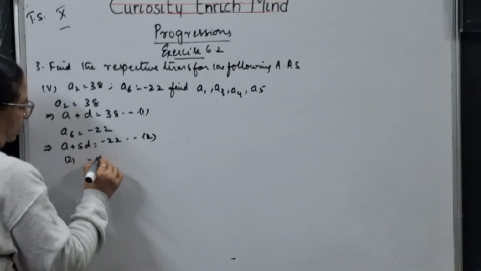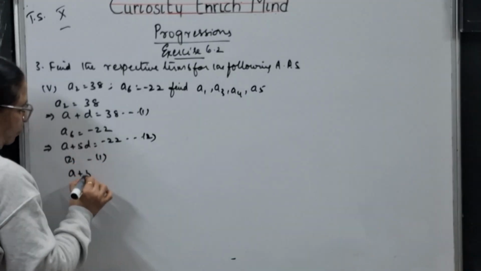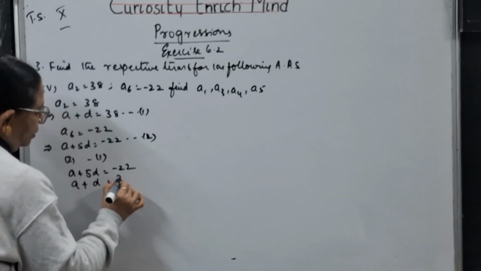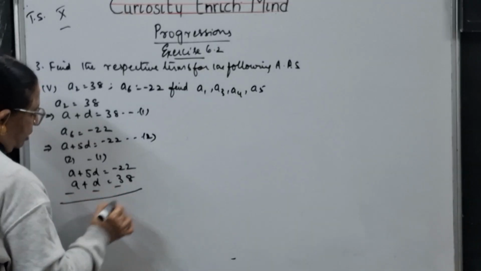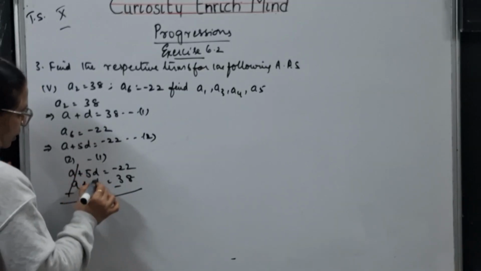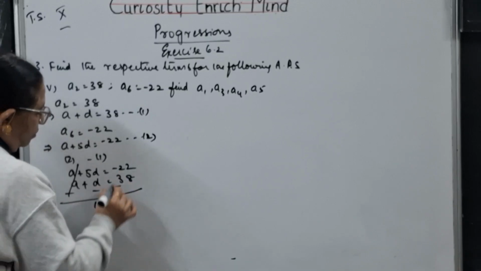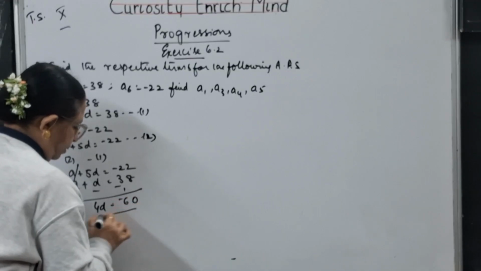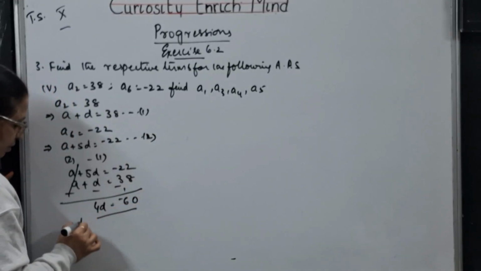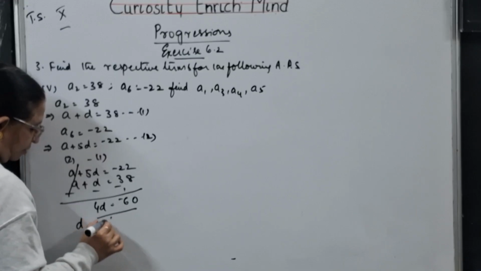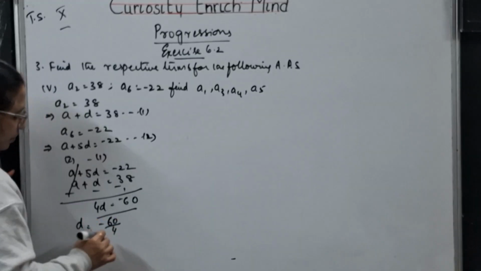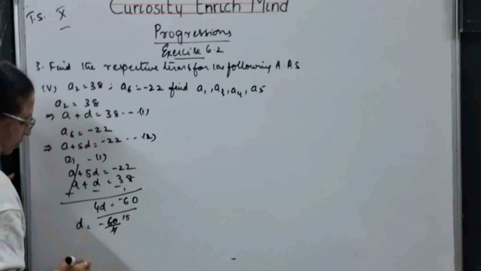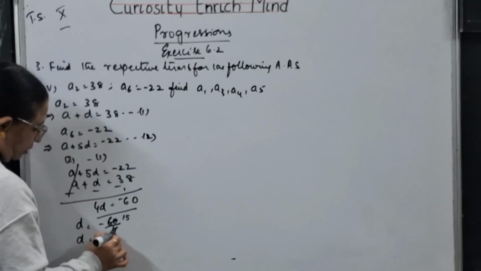Now take the second equation and subtract the first equation. A plus 5D is equal to -22. First equation, A plus D is 38. So when you are subtracting, these two will get cancelled. 5D minus D is 4D is equal to, both are minuses, so you have to add. It is 10, 3, 5 and 6, minus 60. So 4D is equal to -60, that means D is equal to -60 by 4. See children, 4 ones are 4, 4 15s are 60. So D is equal to -15 you have got.